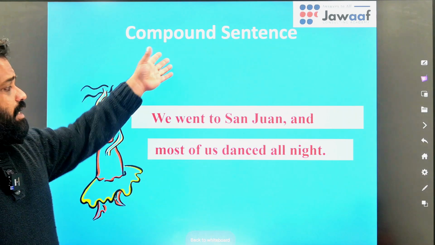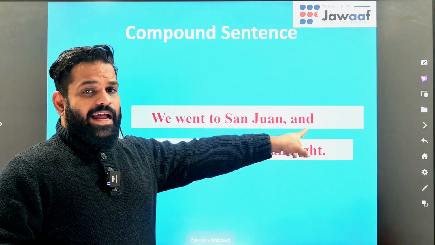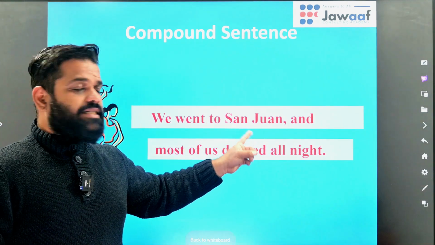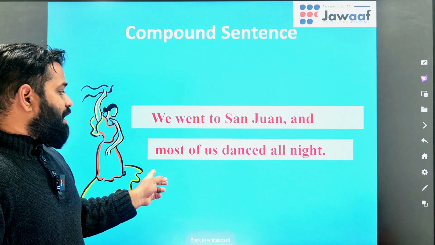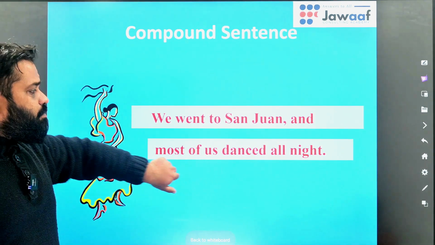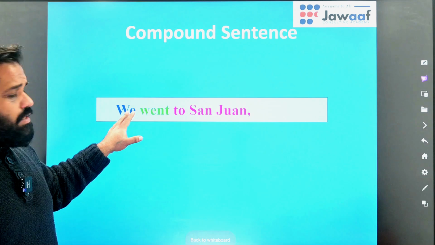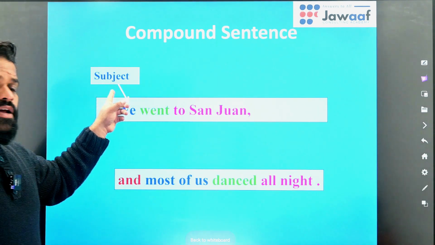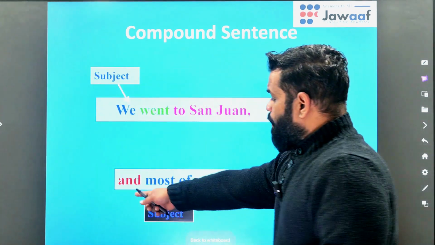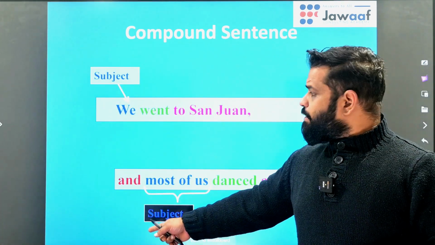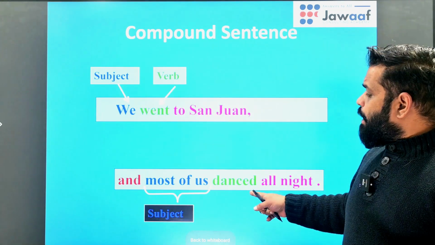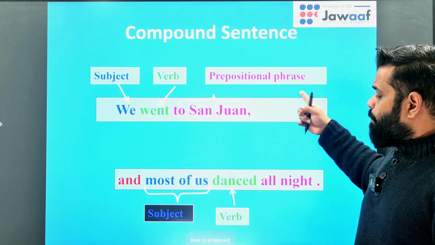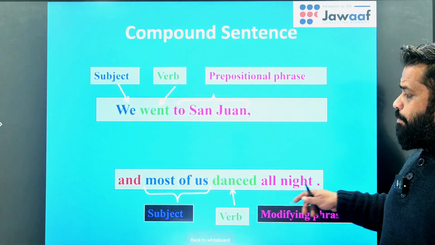Now, in this case, a compound sentence: we went to San Juan, and most of us danced all night. If you notice the conjunction "and" over here, it's not separating two subjects, it is separating two ideas. To understand this better, in the same sentence, "we" is the subject, "most of us" is another subject, "went" and "danced" are the verbs, "to San Juan" is the predicate or prepositional phrase, and "all night" is additional information.